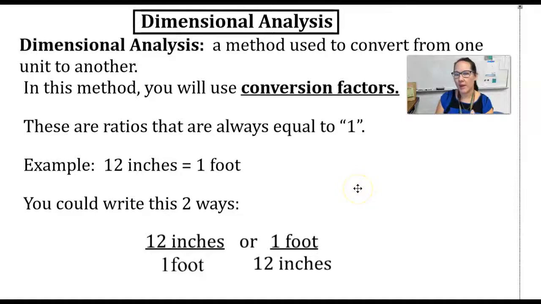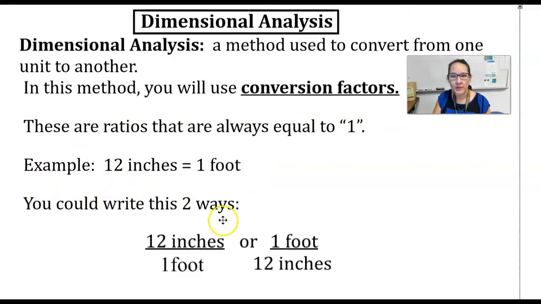Now that we know how to make conversion factors for metric prefixes, we're going to use those conversion factors in a process called dimensional analysis. It's a method used to convert from one unit to another. In this method, you will use conversion factors. These are ratios that are always equal to 1. For example, 12 inches equal 1 foot.